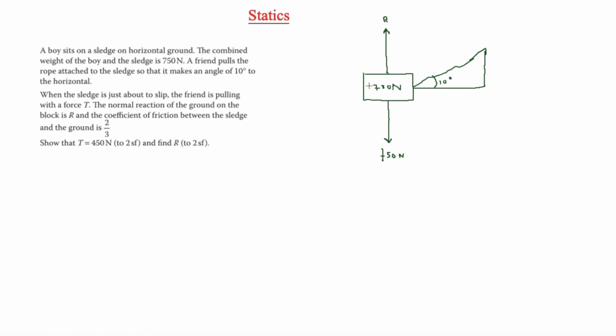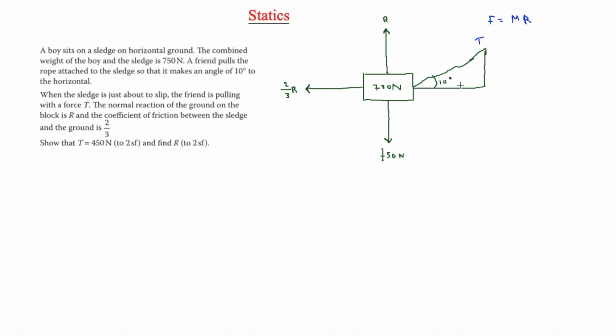Then obviously on the way back, it says when the sledge is about to slip, the friend is pulling with a force T. The normal reaction between the ground and the block is R, which we have there, and the coefficient of friction between the sledge and the ground is 2/3. So coming on the way back, the resisting force, we have 2/3 R. Now we've got that because, as I said before, the friction F is equal to the coefficient of friction times R. So that's why we have 2/3 R there. So then we know that he's pulling with a force T, so this is a force T here.